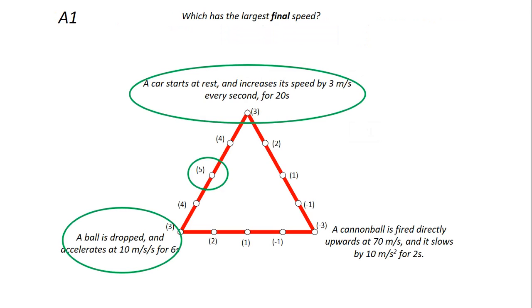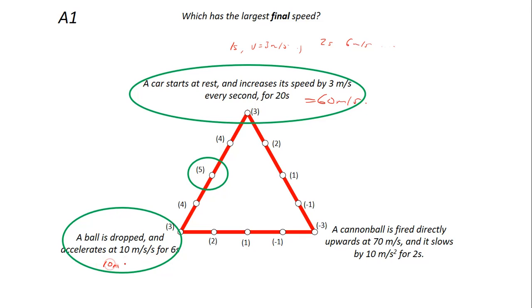So answer number 1 was 2 correct answers. Something starts at rest, it increases its speed by 3 meters a second for every second. Then after 1 second, its speed's going to be 3 meters a second. It increases that again, so after 2 seconds, its speed's going to be 6 meters a second. And it keeps increasing that by 3 meters a second every second for 20 seconds, so its final speed is 60 meters a second.